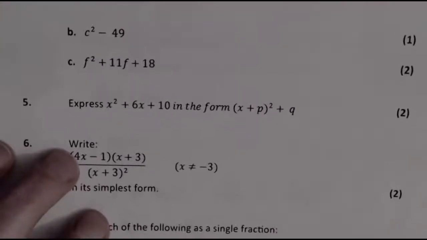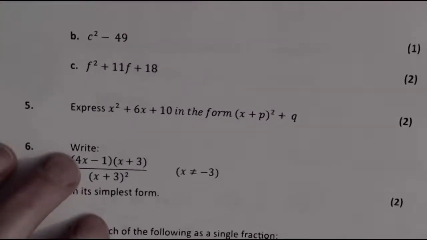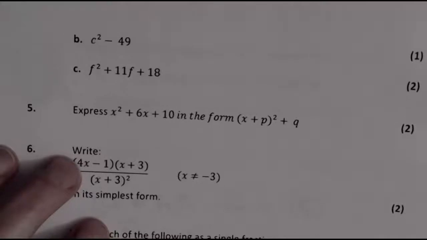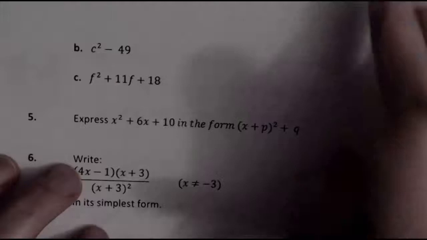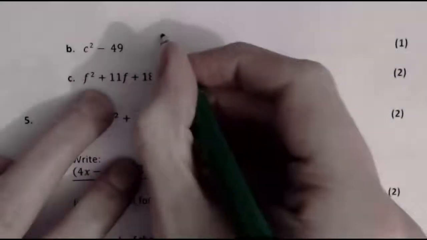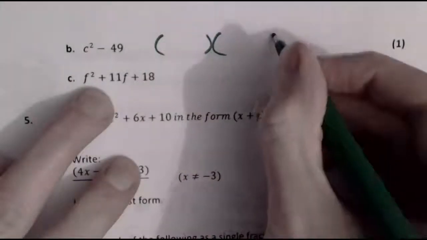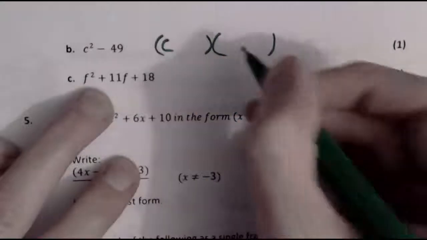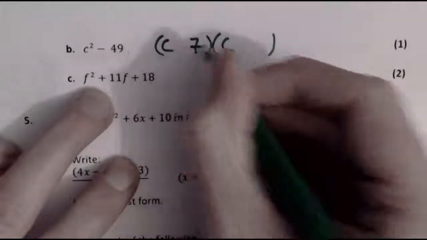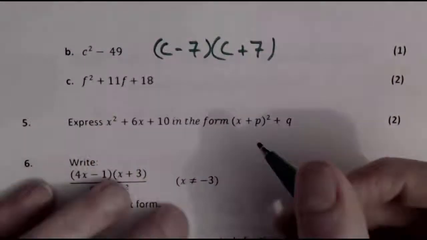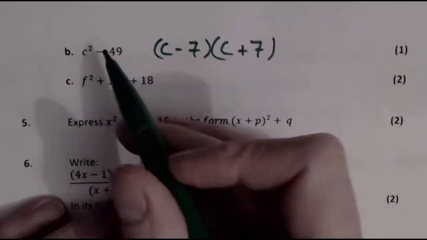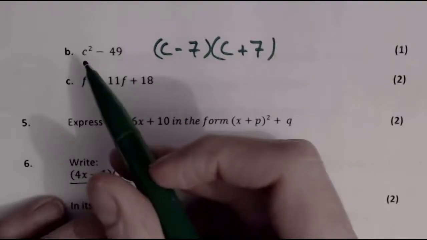If we look at the second one, now the wee tip here is if you look at a number in which you can take the square root of, and it gives you a whole number, and we've already seen from the first question that you can take the square root of 49 gives you 7. What we do, 2 sets of brackets, put a c there, put a c there, put a 7 there, and put a 7, put a plus there, and a minus there. That will do that, so it was c squared minus 49.